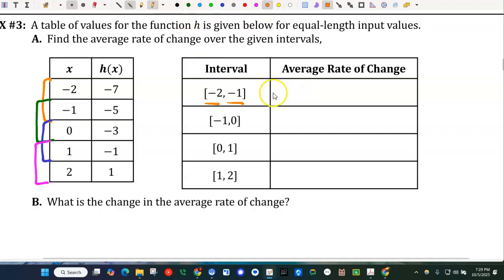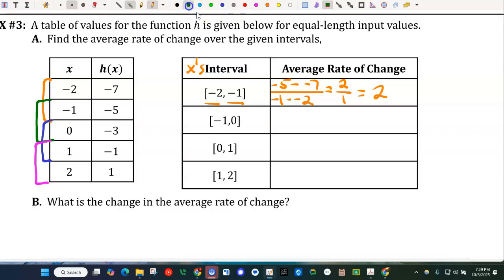All right, so the first one, right? These intervals, remember, these are the x's. These are going to be the values that are on the bottom of our problem. So I know this is going to be -1 minus -2, and then I just need the y coordinates that go with these numbers. So what goes with -1? It's -5, minus what goes with x equals negative 2, that's negative 7. Alright, so we have 2 over 1, which just equals 2.